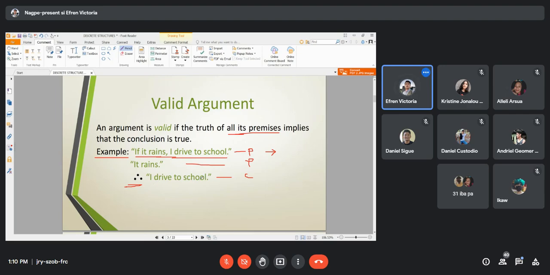to school. So, this is a sample of valid argument because it implies in the first premise that if it rains, I drive to school. It rains, ibig sabihin, umulan, therefore, I drive to school. So, nasatisfy yung premise natin, kaya yung conclusion natin is true.